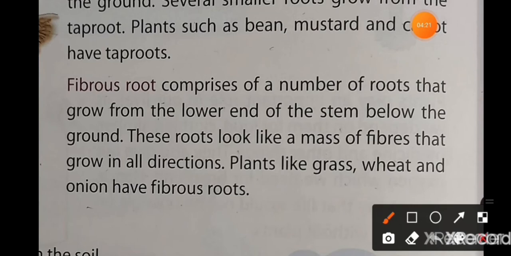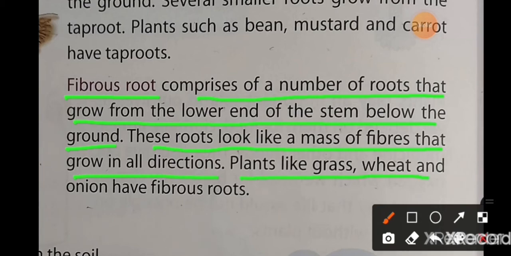Okay, now the fibrous root. Fibrous root comprises a number of roots that grow from the lower end of the stem below the ground. These roots look like a mass of fibers that grow in all directions. Plants like grass, wheat and onion have the fibrous root.